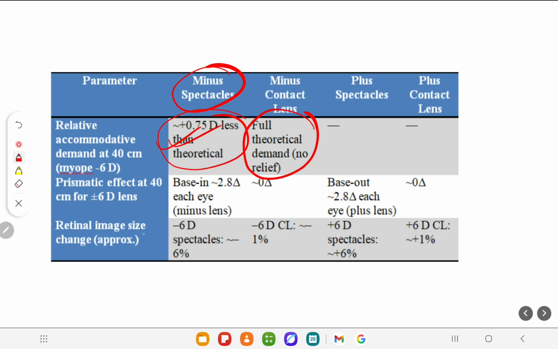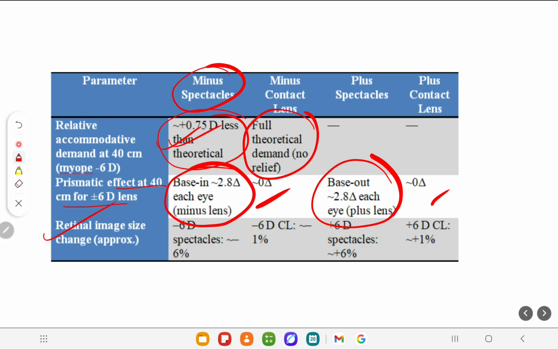Yes, at the same time, plus spectacle and plus contact lens is exactly the same story. So prismatic effect is the opposite story with plus. The prismatic effect at 40 centimeters with a plus 6 diopter lens: in a minus lens, base in effect makes convergence less. With a contact lens, it doesn't matter, the effect is 0. Plus base out effect forces the patient to converge more.